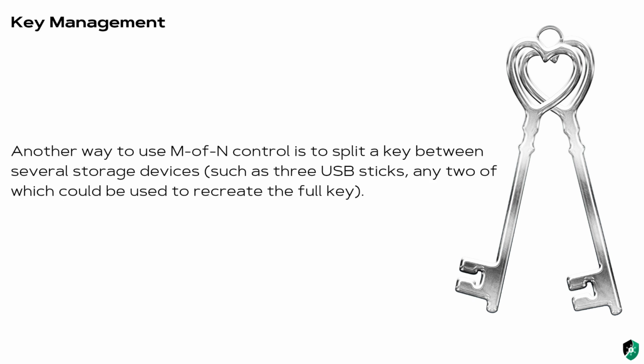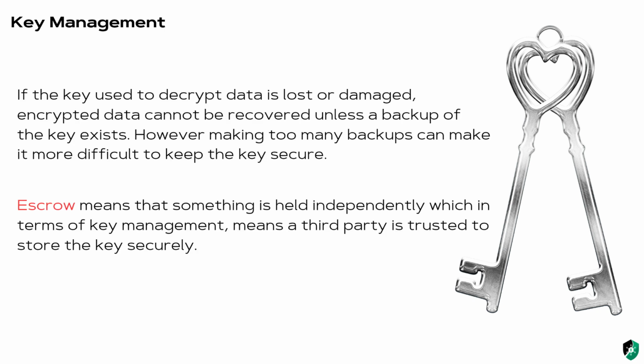There is also another way the M of N control works, and that's by splitting a key between several storage devices, such as, for example, 3 USB sticks. In this case, any 2 of those 3 would be able to recreate the full key.